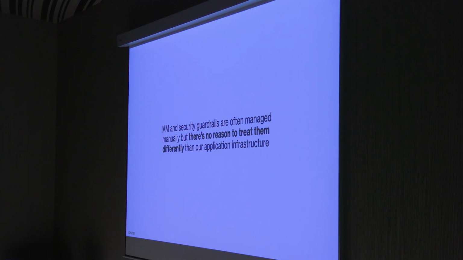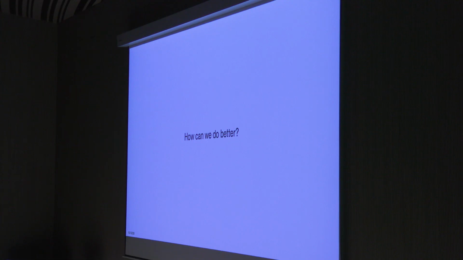And so from my experience working with different companies, I've noticed that the application infrastructure is not the main problem. Where we really lack when it comes to codifying our infrastructure is security and IAM. And so there is no real reason why we should use IaC for application infrastructure, but not for our security and guardrails. So how can we do better?